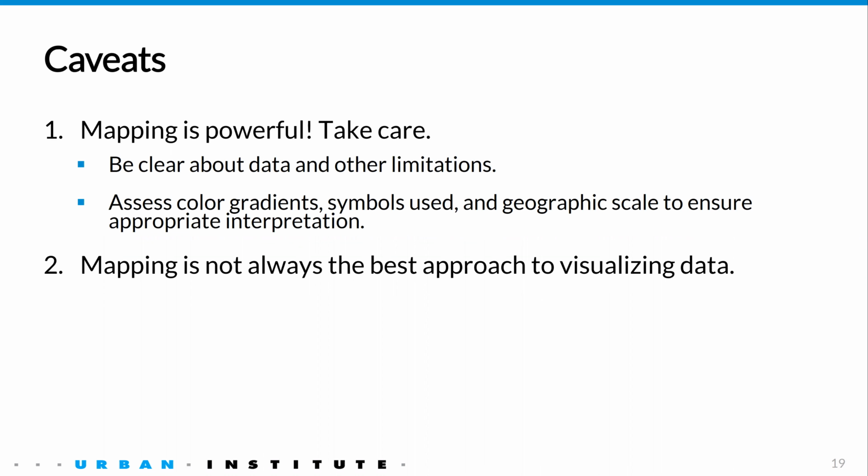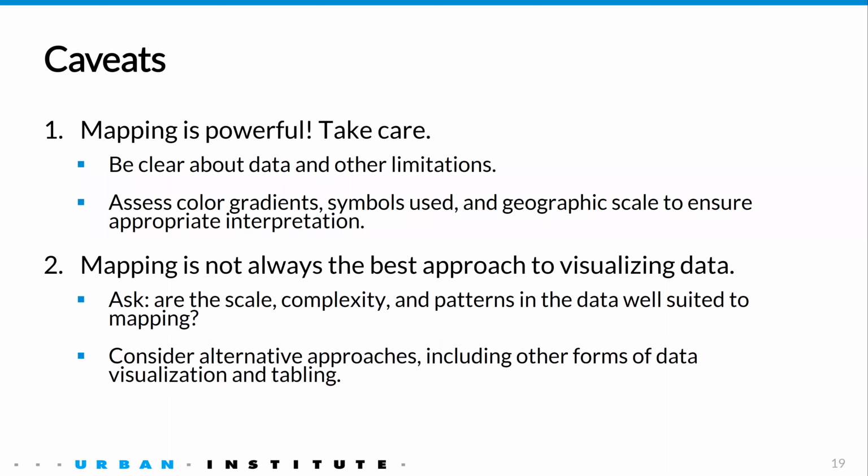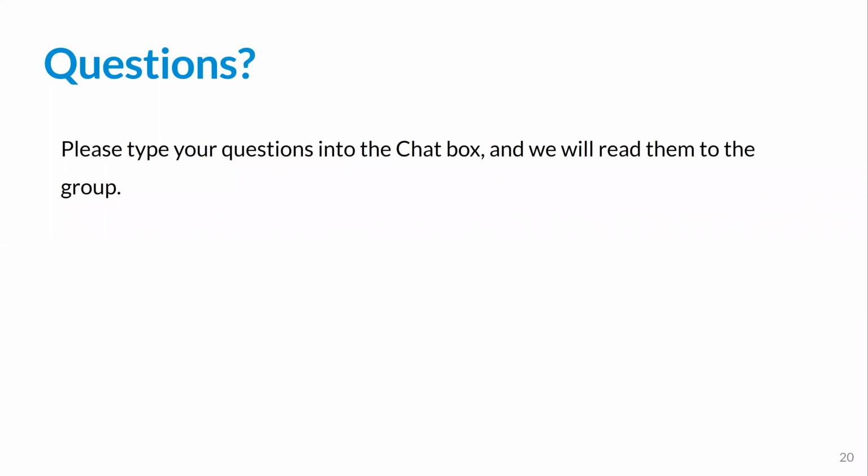This is an unusual point to end on, but an important one nonetheless. Before embarking on a new project or sharing files, consider, are the scale, complexity, and patterns in the data well suited to mapping? For example, is my map of child care supply, demand, or unmet need really just a map of population? Is the map helping to tell a story of the data, or might it be oversimplifying or complicating the data? Always consider alternative or supplemental approaches, including other forms of data visualization and tabling well suited to your goals. This concludes today's Mapping 101.